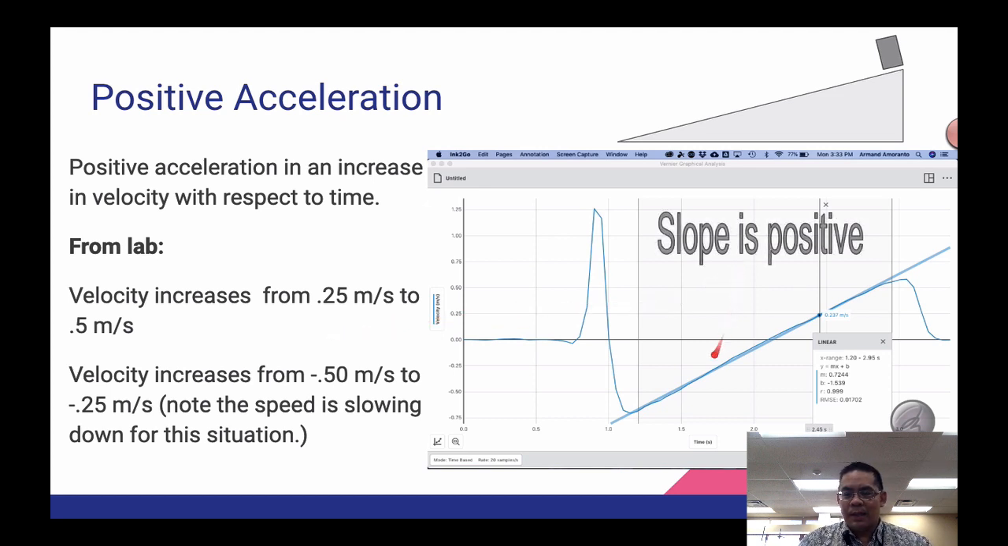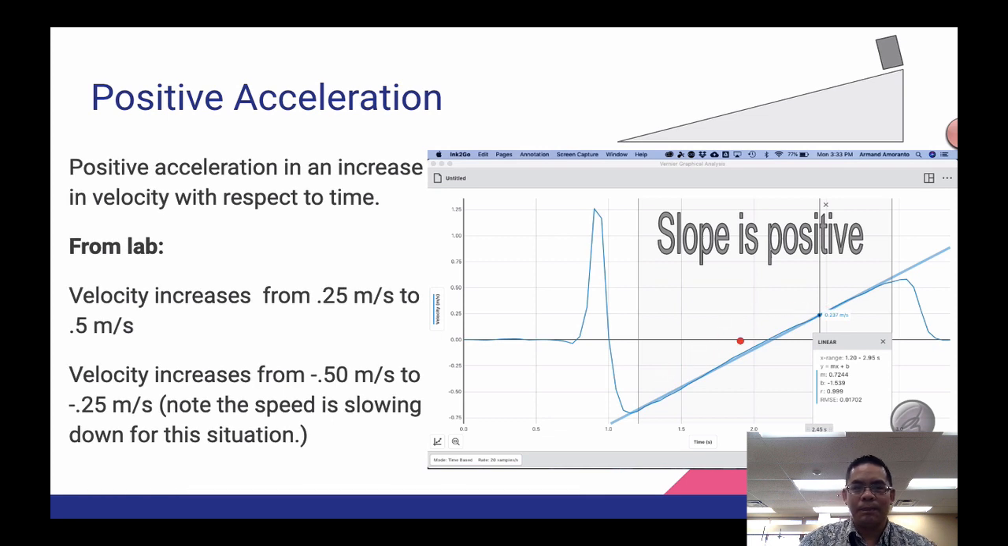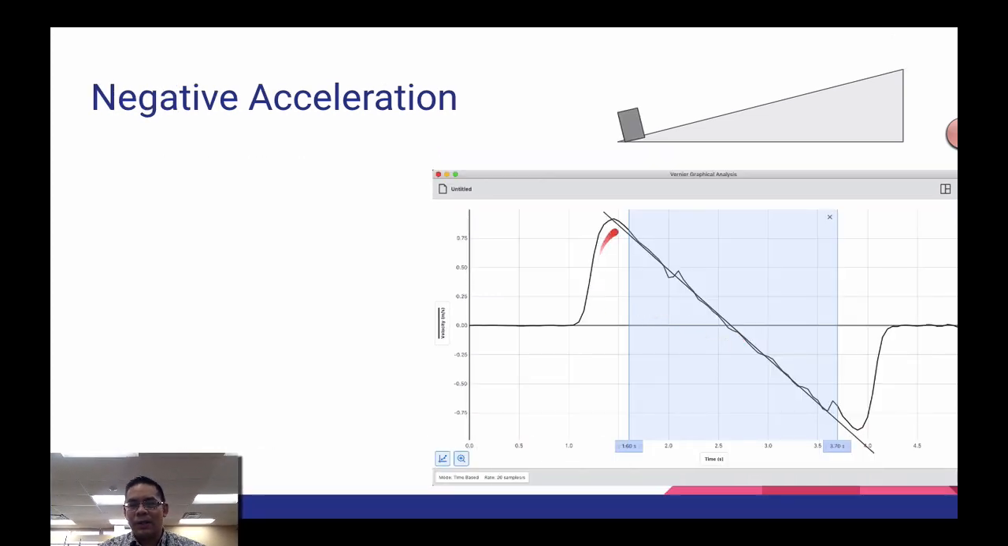So the slope, again, is positive, and you can see throughout the whole scenario, whether the velocities are negative down here or the velocities are positive up here, the whole scenario, the slope is positive, and the slope of a velocity time graph is acceleration, so that's why it has a positive acceleration. For a negative acceleration, you can see here the opposite direction for this.